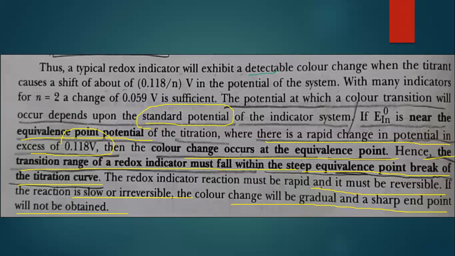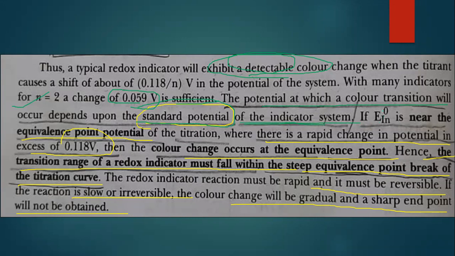As we know, the two colors, in the oxidized form and the reduced form, are significantly different from each other, and we can then distinguish which is the oxidized form color of the indicator and which is the reduced form color. Okay, with many indicators for n equal to 2, a change of potential of 0.0591 volt is sufficient. The potential at which the color transition will occur totally depends upon the standard potential of the indicator system.